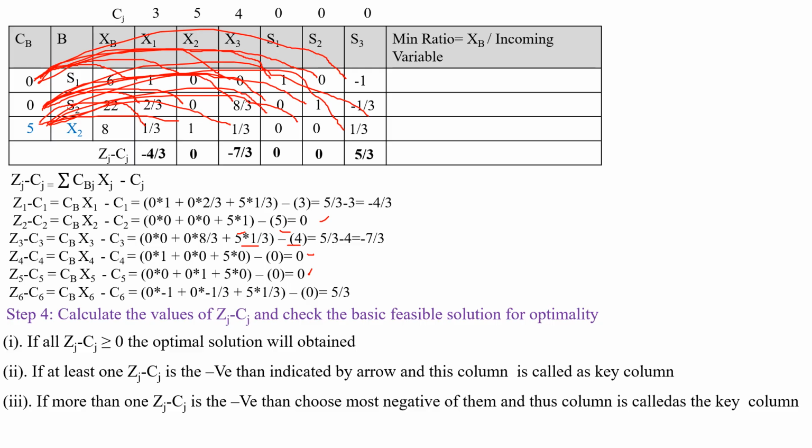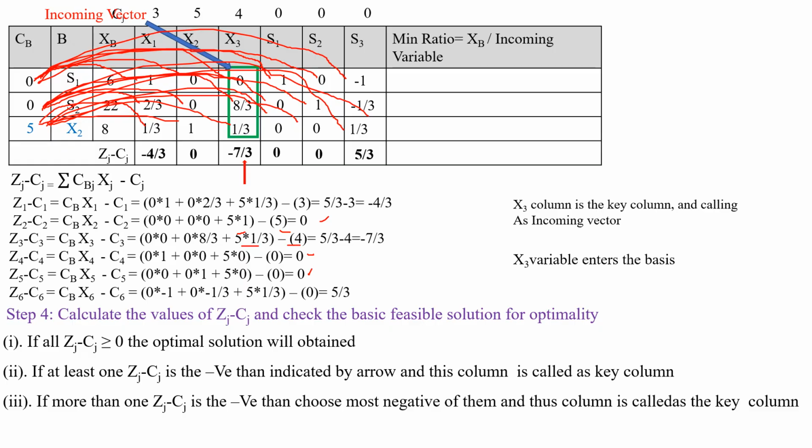And one more thing to observe here. Here more than one Zj minus Cj is a negative value, so you have to choose the most negative value, that is minus 7 by 3 for the x3 variable. So the x3 variable we call the incoming variable, and the x3 column is the key column and it is called the incoming vector. So x3 variable enters into the basis.